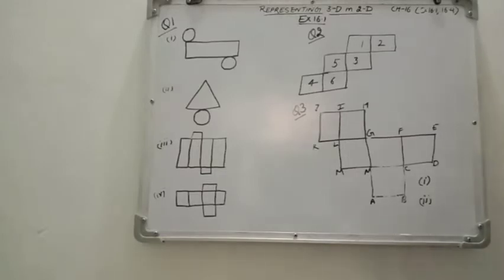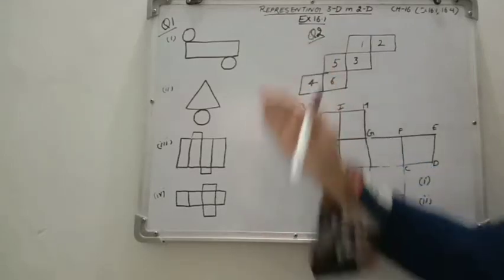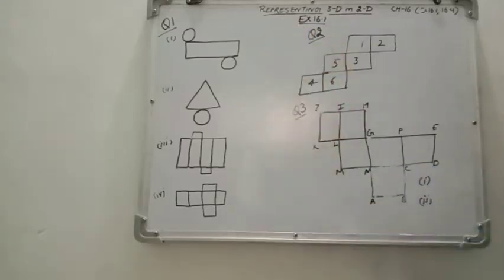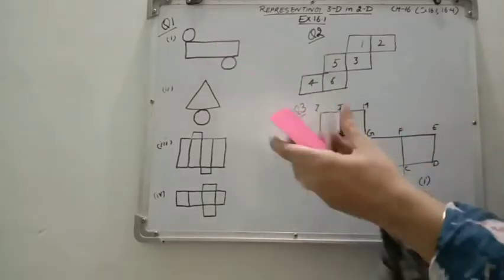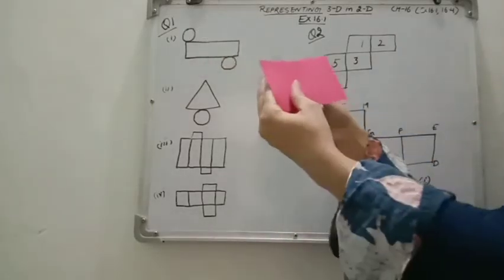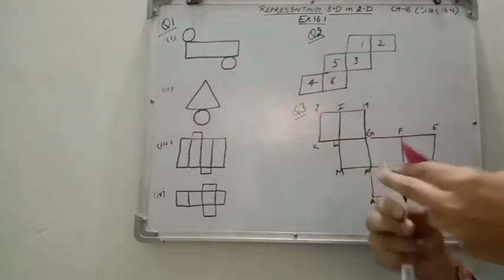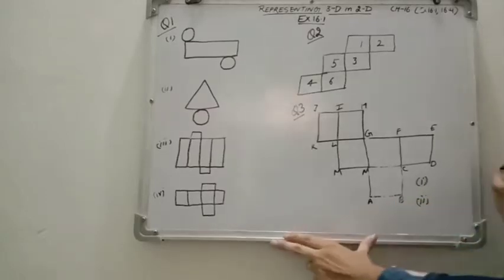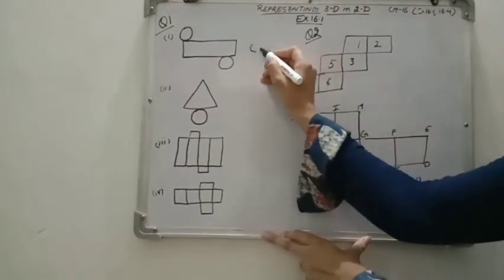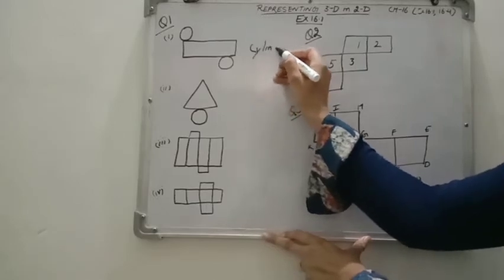Exercise 16.1. Question number 1. This type of figure is given to you. They said write their name. The net of the figure is given to you and they said find the name of this figure. You can see this is like a rectangle and two circles are there. So in which figure are two circles and one curved surface there? That is a cylinder. So this is called a cylinder.